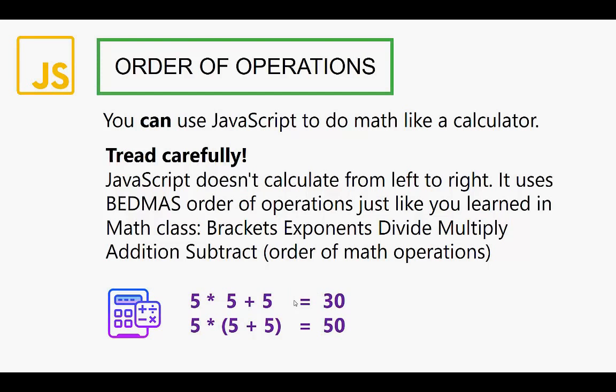Also remember BEDMAS from mathematics in high school. Brackets, exponents, division, multiplication, addition, subtraction. So order of operations really matters here. We can see if we did 5 times 5 plus 5, that would give us 30. But 5 times 10, which is 5 plus 5 in brackets, would give us 50. So it'll give us a different result. So remember, you can use brackets here just like you would have done in math.